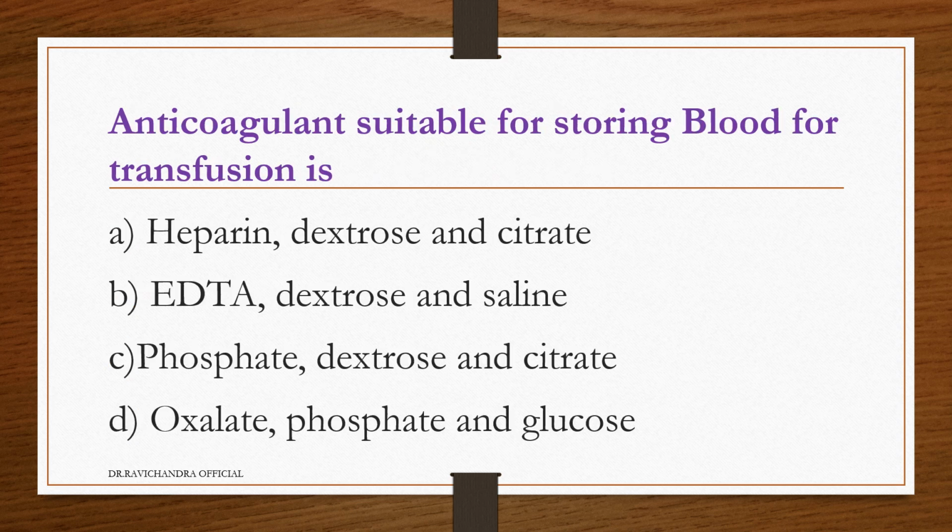Anticoagulant suitable for storing blood for transfusion is: heparin, dextrose citrate; EDTA, dextrose and saline; phosphate dextrose and citrate; oxalate, phosphate and glucose. The correct answer is citrate phosphate dextrose, CPD, or you can call it citrate phosphate dextrose adenine, CPDA-1. Citrate is the anticoagulant of choice for storing blood for transfusion because it will chelate the calcium ions, preventing clotting, and it also preserves the viability and function of the blood cells, and it has a relatively long shelf life.